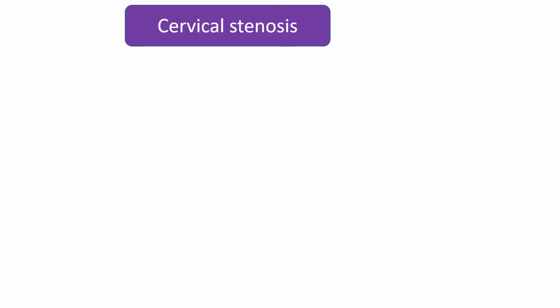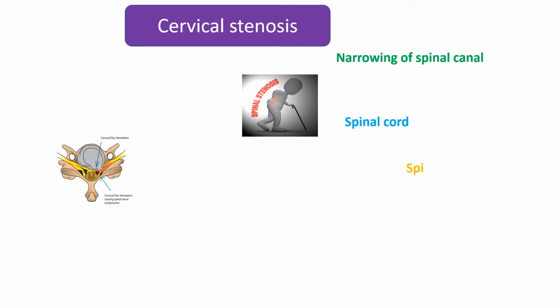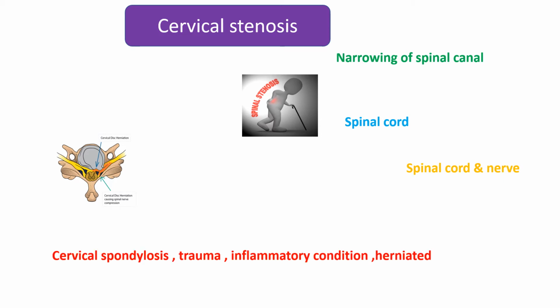Today I will tell you about cervical spinal stenosis. Cervical spinal stenosis is the narrowing of the spinal canal, which results in compression of the spinal cord and spinal nerve root, which affects the functions of the spinal cord and nerve. It occurs due to cervical spondylosis, traumatic and inflammatory conditions, herniated discs and tumor.